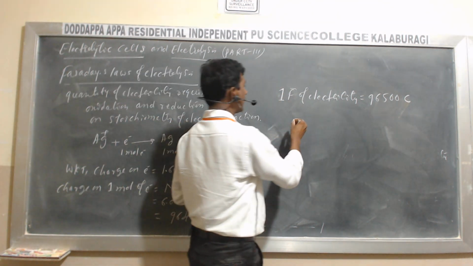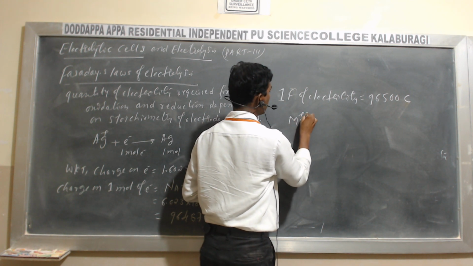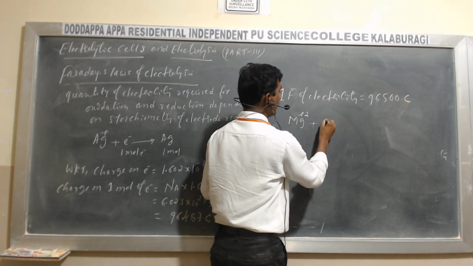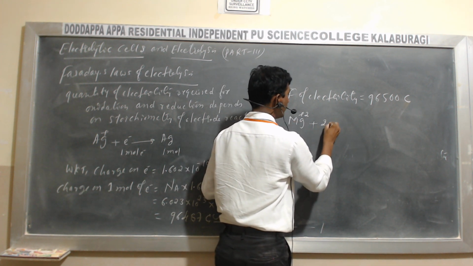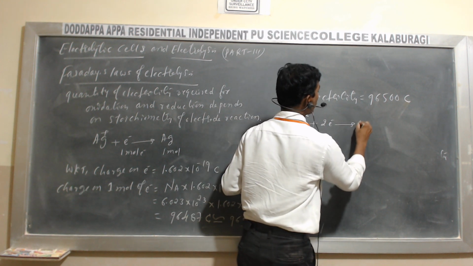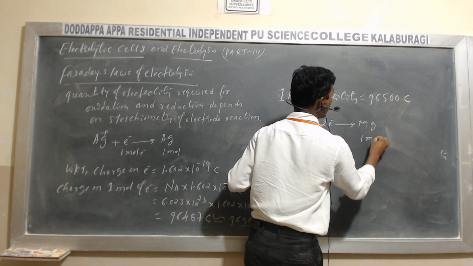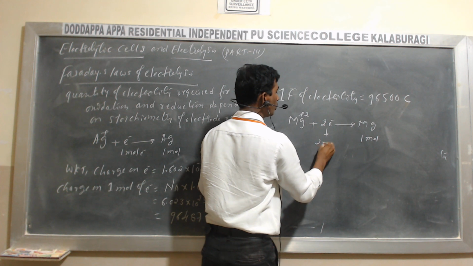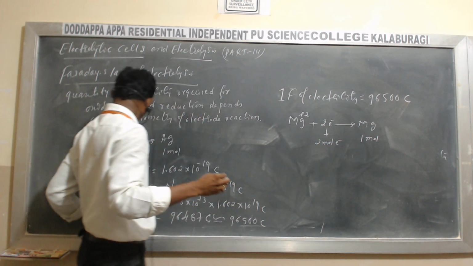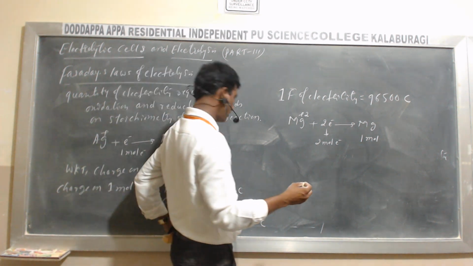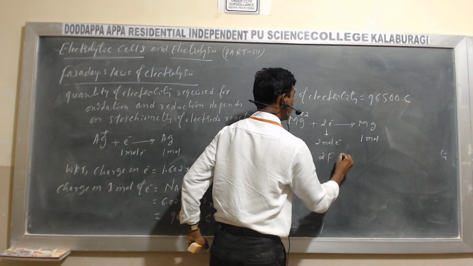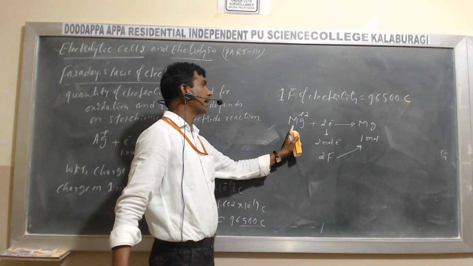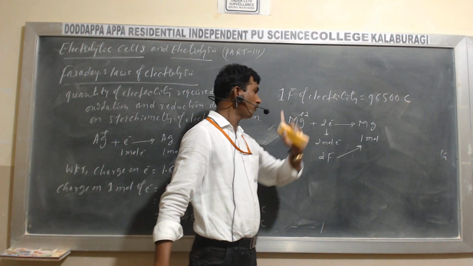For example, I can take the Mg plus 2 ion. The reduction of 1 mole of Mg plus 2 requires 2 moles of electrons and gives 1 mole of Mg. So for the formation of 1 mole of Mg, 2 moles of electrons are required. 1 mole of electrons is 96,500 coulomb, so 2 moles of electrons is 2 Faraday. 2 Faraday is required for the reduction of Mg plus 2 ion to 1 mole of Mg.